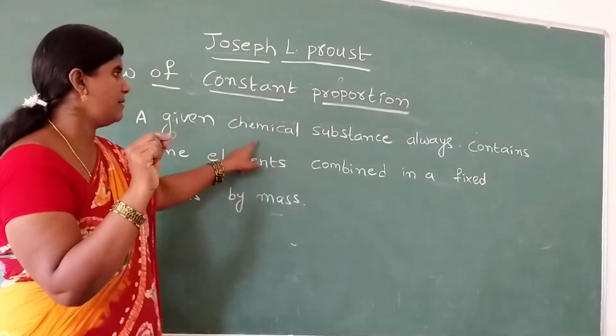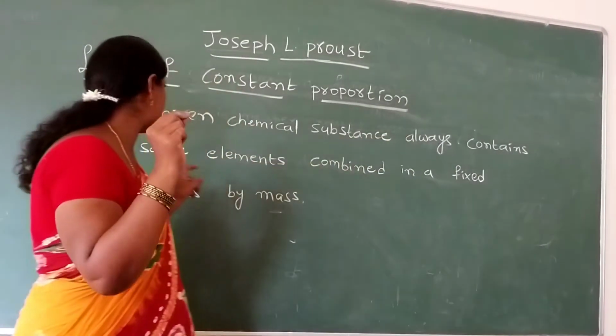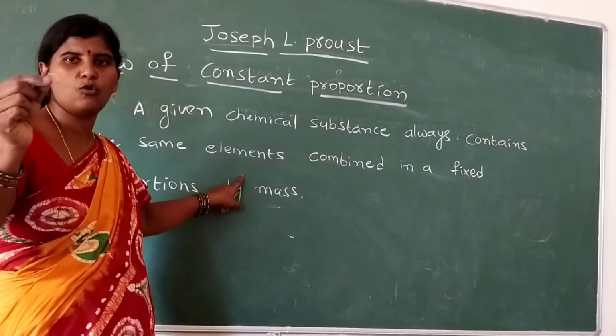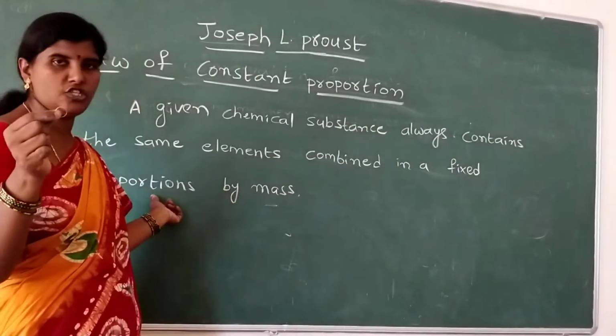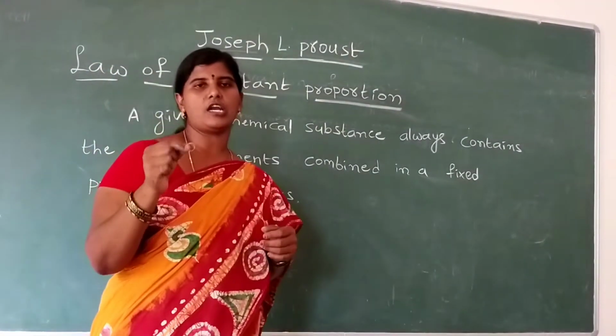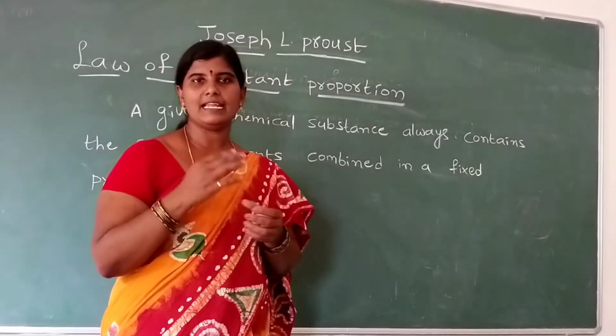What is that? A chemical substance. Gold is a chemical substance, which always contains the same elements. Here the gold is in an equal ratio. Okay, in a fixed proportion. That's why they make the ornaments by mass. Okay children, understand? Look at another example.